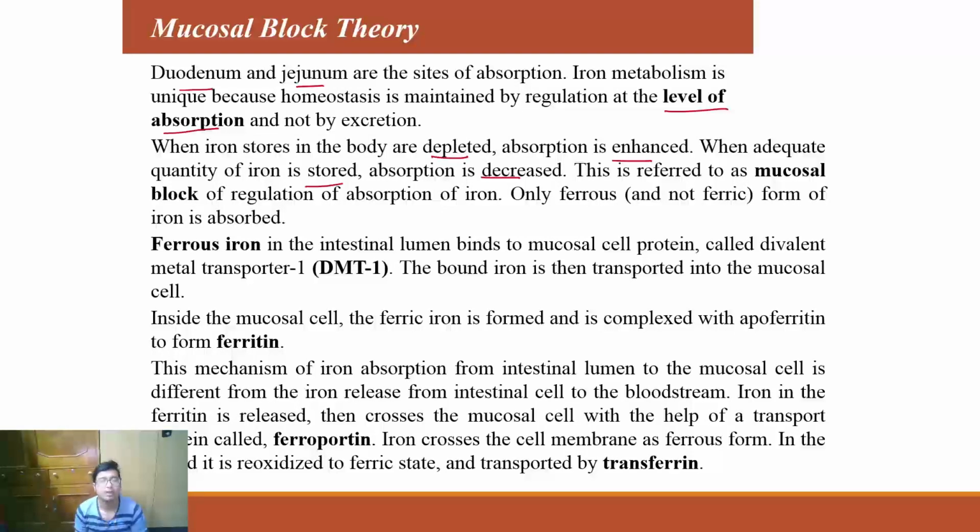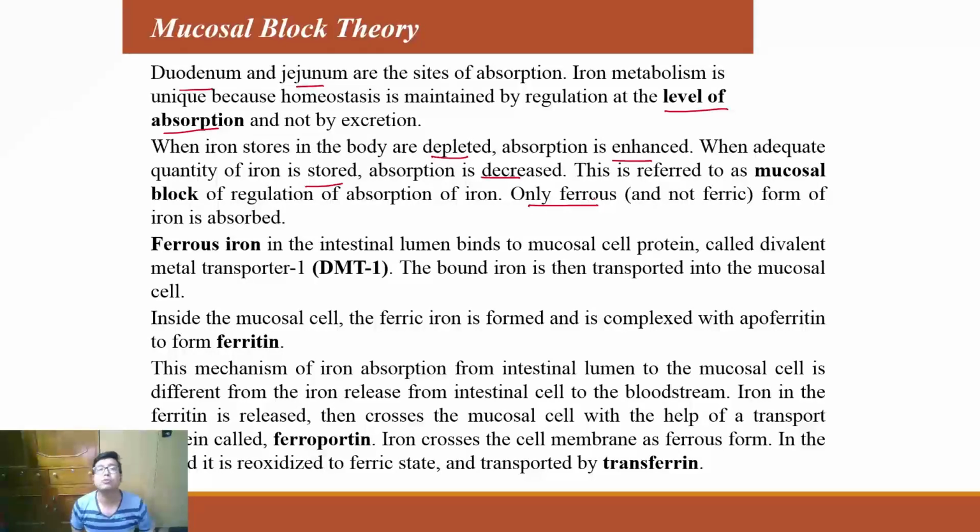You already know that only the ferrous form of iron is absorbed. So we at least will be able to tell it conceptually. If the examiner asks you what the mucosal block theory is, you need to tell, sir, it is a mechanism of regulation of iron absorption, where iron absorption is controlled at the level of the mucosa. If iron is in excess in the body, the absorption will be hampered or stopped. If iron deficiency is there in the body, absorption will be enhanced.